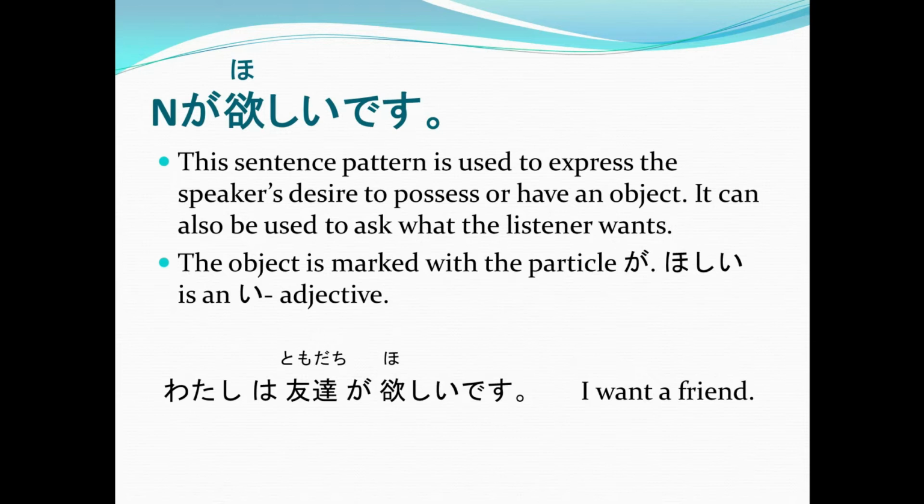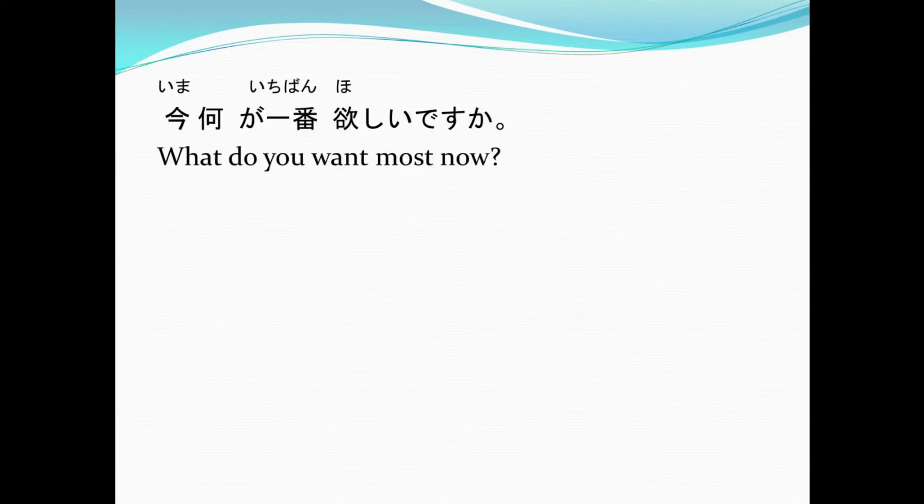Now Cedric, using this sentence pattern, can you give me some sentence examples? Watashi wa gita ga hoshi desu. Very good. So Cedric says that he wants a guitar. Can you give me another one? Watashi wa omocha ga hoshi desu. Alright. So Cedric says he wants an omocha. What does omocha mean?